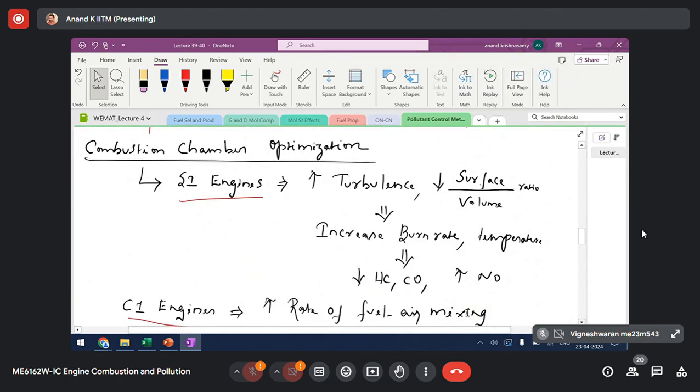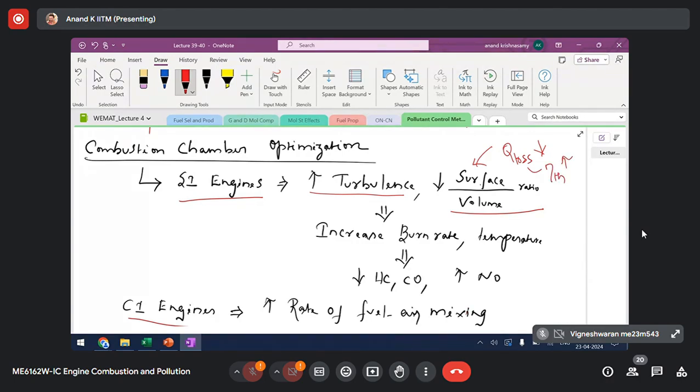So the second option is combustion chamber optimization, which we have already discussed. In SI engine, when you optimize combustion chamber, one of the objectives is to increase turbulence. The second objective is to reduce the surface to volume ratio. Why do we prefer to reduce surface to volume ratio? To reduce the heat loss. Yes. So this is done to reduce heat loss. When you reduce heat loss, it will reflect in high thermal efficiency. We have already discussed this.